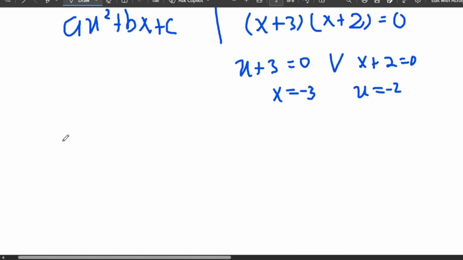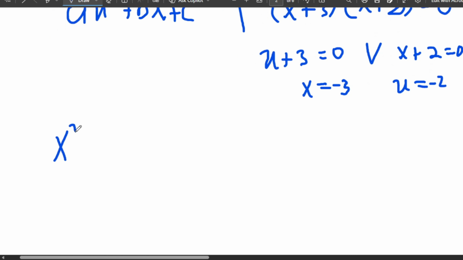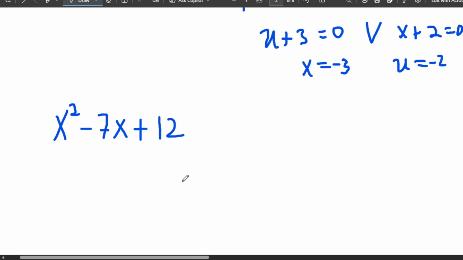Another example will be, what if we had x squared minus, let's say, 7x plus, let's say, 12? How do you do this? So again, we need some number plus some number equals our negative 7, and it multiplies to 12.